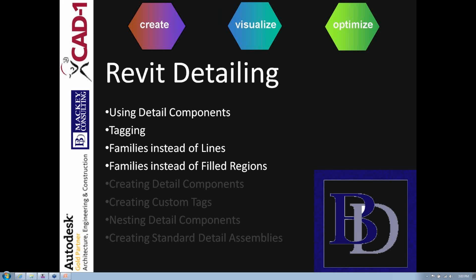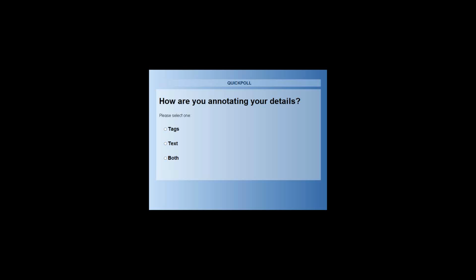The next question I always like to ask is, how are you annotating your details? Are you using tags? Are you tagging all the detail components? Are you just typing in text, or maybe a mixture of both? I always have one philosophy, and I've been teaching this for about 5 or 6 years: if you're in Revit and you're using a line or a piece of text, more than likely you're doing it wrong, at least wrong in my eyes. I'm not saying there's anything wrong with doing it that way, but in my opinion, there are much more efficient and intelligent ways to do that.